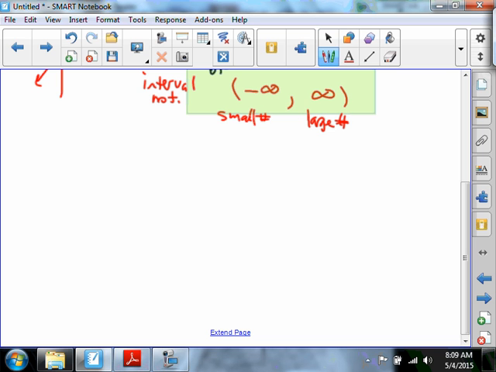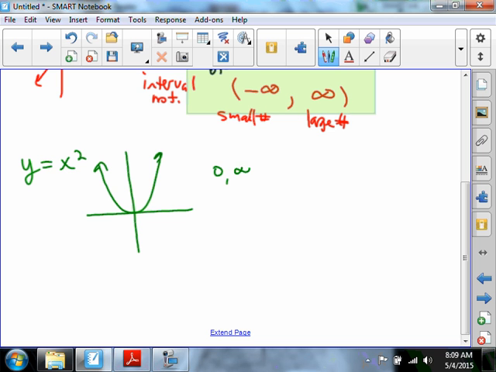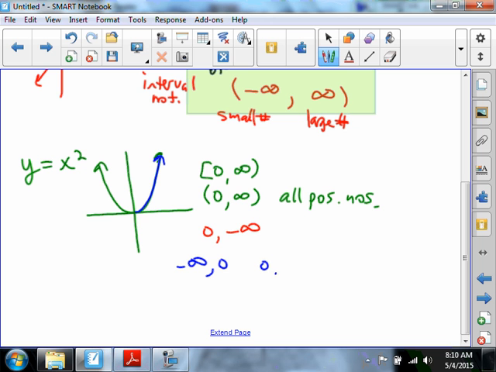Let's look at the domain of y equals x squared. What's the domain of that? All positive numbers? 0 to infinity? I'm hearing 0 to infinity. I'm hearing all positive numbers. So this would be all positive numbers. The one above it would be 0 to infinity. If that were the case, the graph would look like this, but it doesn't. The graph does, what's that? 0 to negative infinity? Well, we can't write that like that because we have to put the small number on the left. Negative infinity to 0, 0 to infinity.